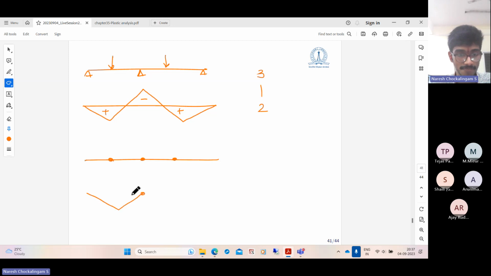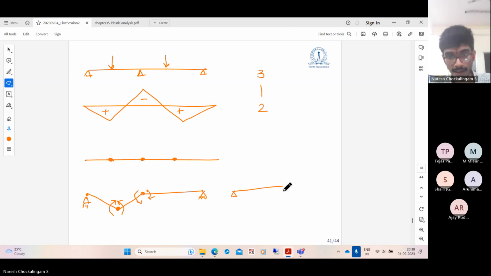So one mechanism is this. Here it is sagging, so the bending moment is like this. Here it is hogging, so the bending moment is like this. This is one mechanism. And the other mechanism is like this. Here you form a plastic hinge, here you form a plastic hinge. Again, in the bending moment diagram it is positive, so here you have MP like this. Here the bending moment diagram is negative, so here you will have MP like this.